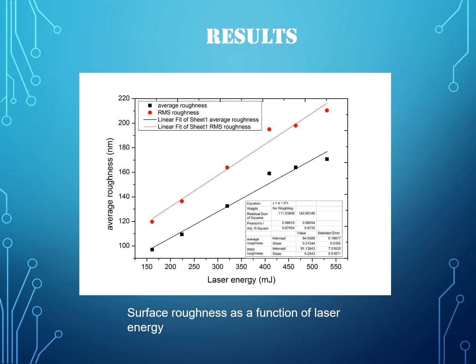Next, the figure shows the surface roughness as a function of laser energy. From the graph, it shows that the Ra or average roughness and Rq or root mean square roughness increase linearly with the laser energy. This indicates that the surface roughening process is strongly dependent on the laser energy. So the stronger the laser energy, the higher the surface roughening.